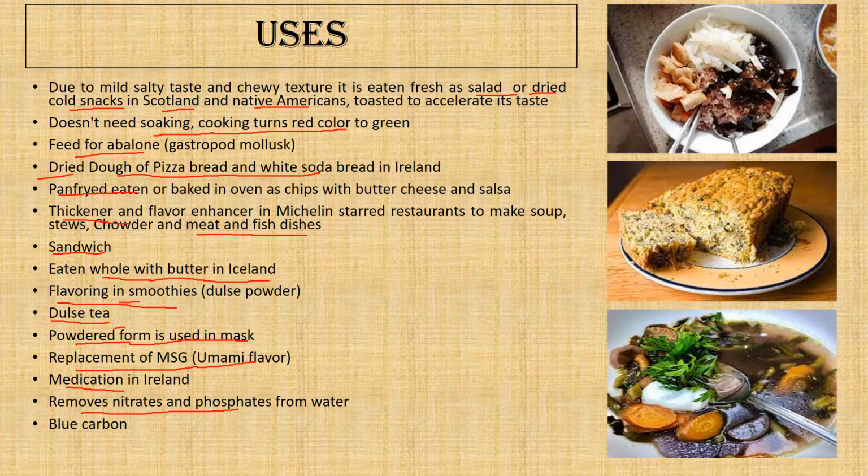So all the seaweeds remove excess nitrates and phosphates. They absorb them and utilize them for their own growth, and at the same time remove the nitrates and phosphates from the water, and thus prevent blooms of planktonic algae. And also, the most important ecological benefit is blue carbon sequestration.